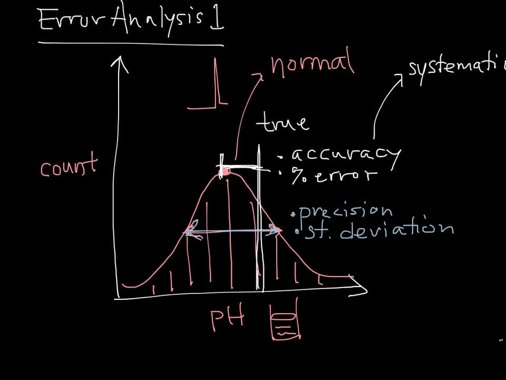Precision is impacted by random errors. Random errors don't affect accuracy, systematic errors don't affect precision, but systematic errors do affect accuracy, random errors precision.